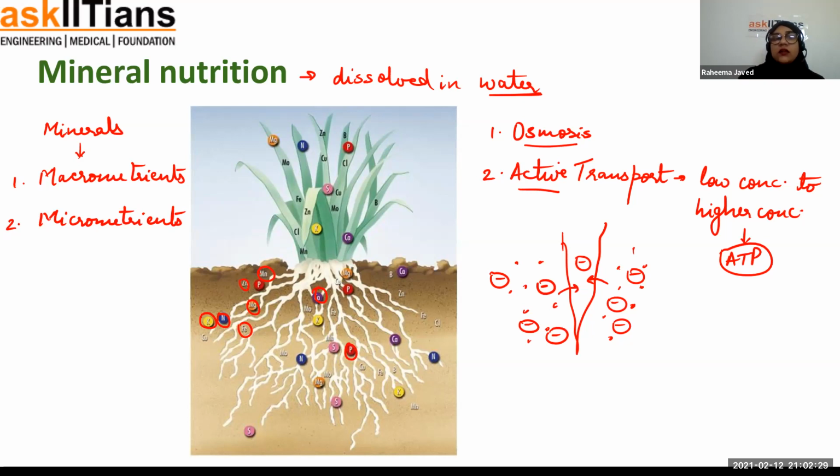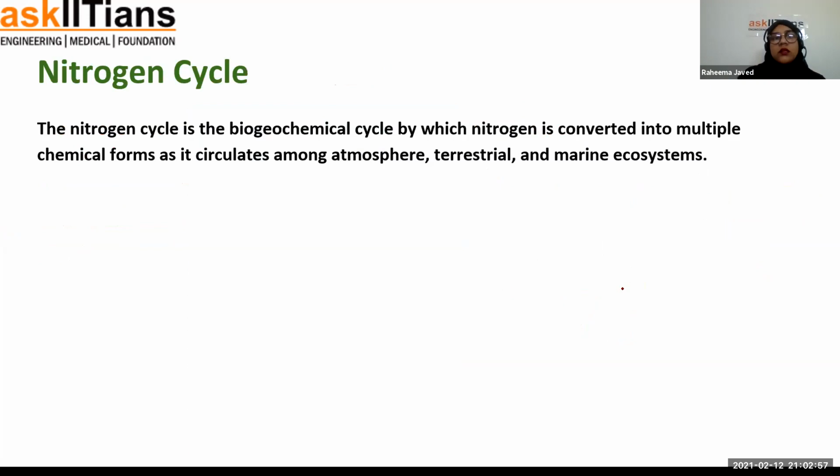Macronutrients are required in large amounts by the plant. Micronutrients, on the other hand, are required in less amounts by the plant. Among the macronutrients, nitrogen, potassium and phosphorus are there. Among the micronutrients, copper, zinc, manganese, etc. are there. Let's move on with the nitrogen cycle. Nitrogen is basically the most important element required by the plant.